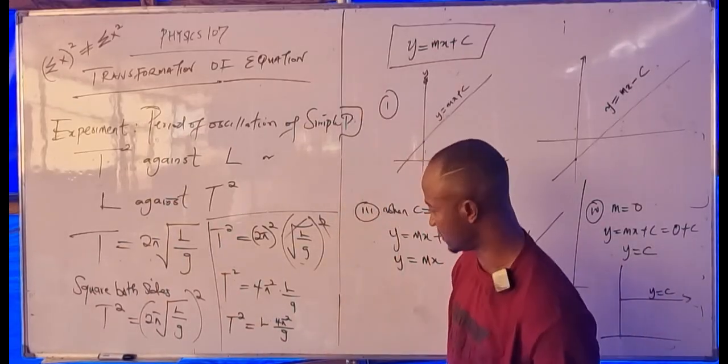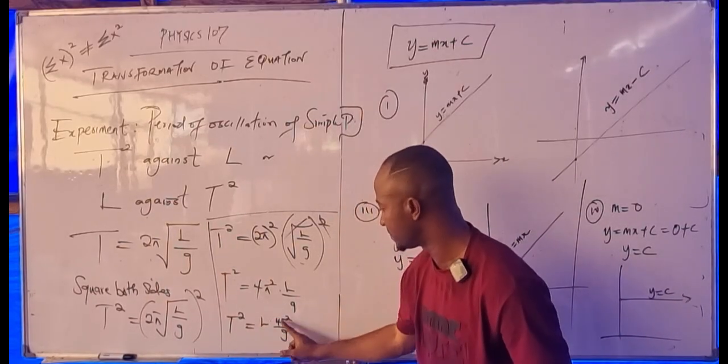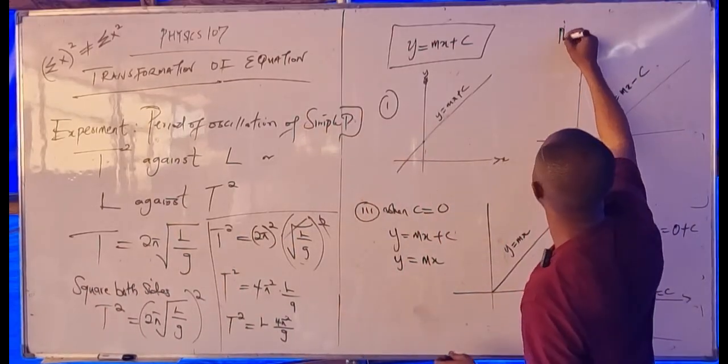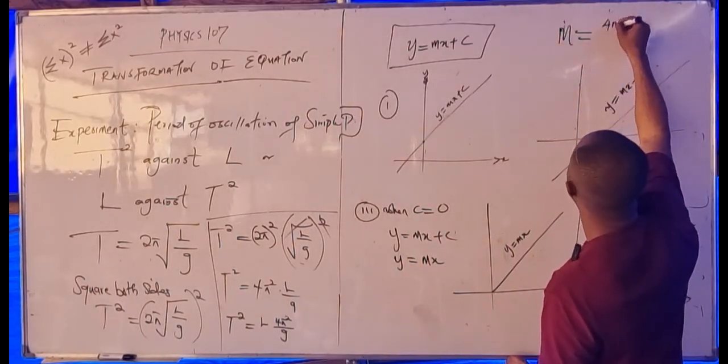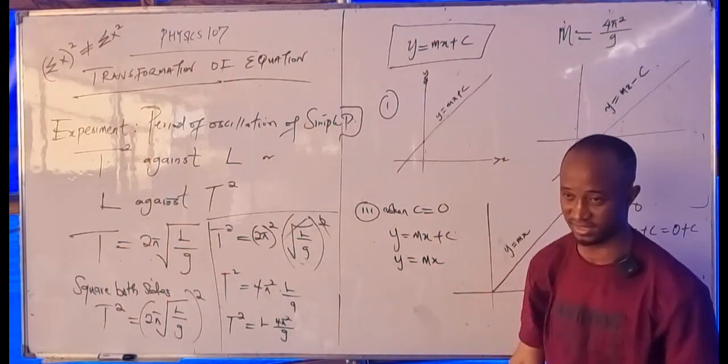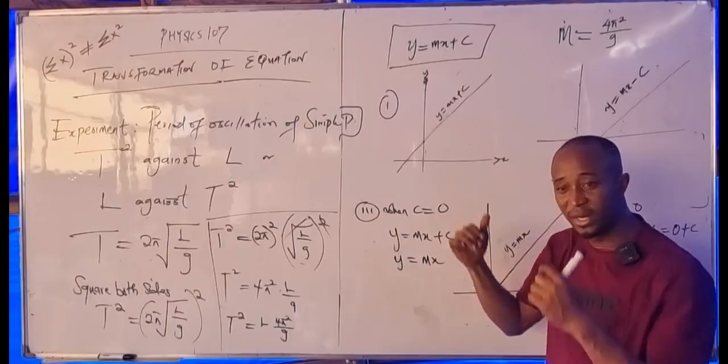So from here, look at this. Let me ask us something. We have T square against L. This becomes the slope, AB. It means that my M is 4 pi square over G. If your experiment is accurate and your slope is also accurate, that means you can determine your gravity.